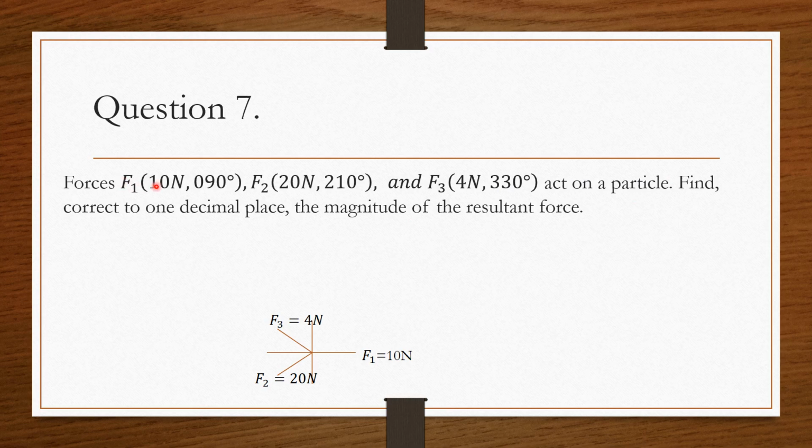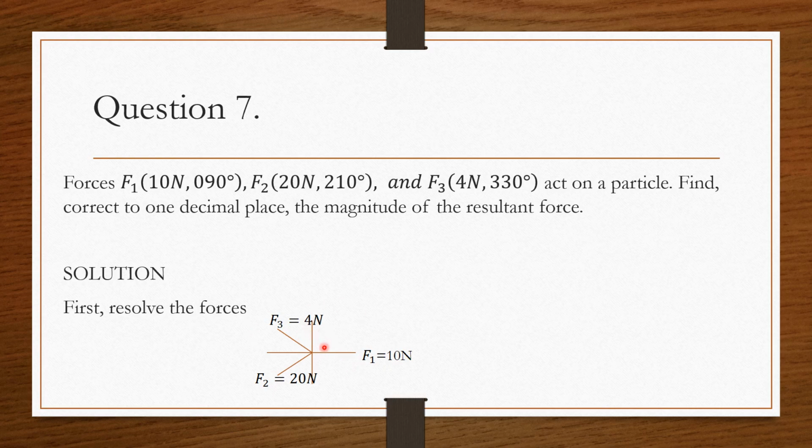Okay, F1 is 10 Newton, 90 degrees, F2 20 Newton, 210 degrees, and F3 4 Newton, 330 degrees acting on a particle, and we have to find the magnitude of the resultant force, and our answer should be in 1 decimal place. Okay, so solving this, the first thing to do is to resolve the forces so that we will get the vertical component and the horizontal component.